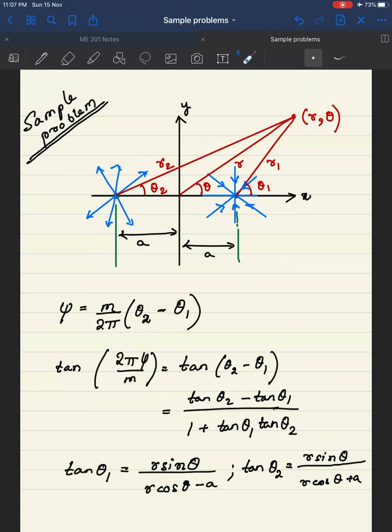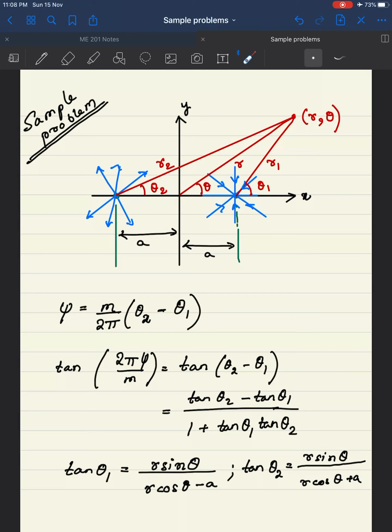Now in this case, what you need to do is take the tan of, so you bring m by 2 pi onto this side, and then you take the tan of both sides. So then you get, taking the tan of theta 2 minus theta 1. This, from trigonometric identities, you will end up with this.